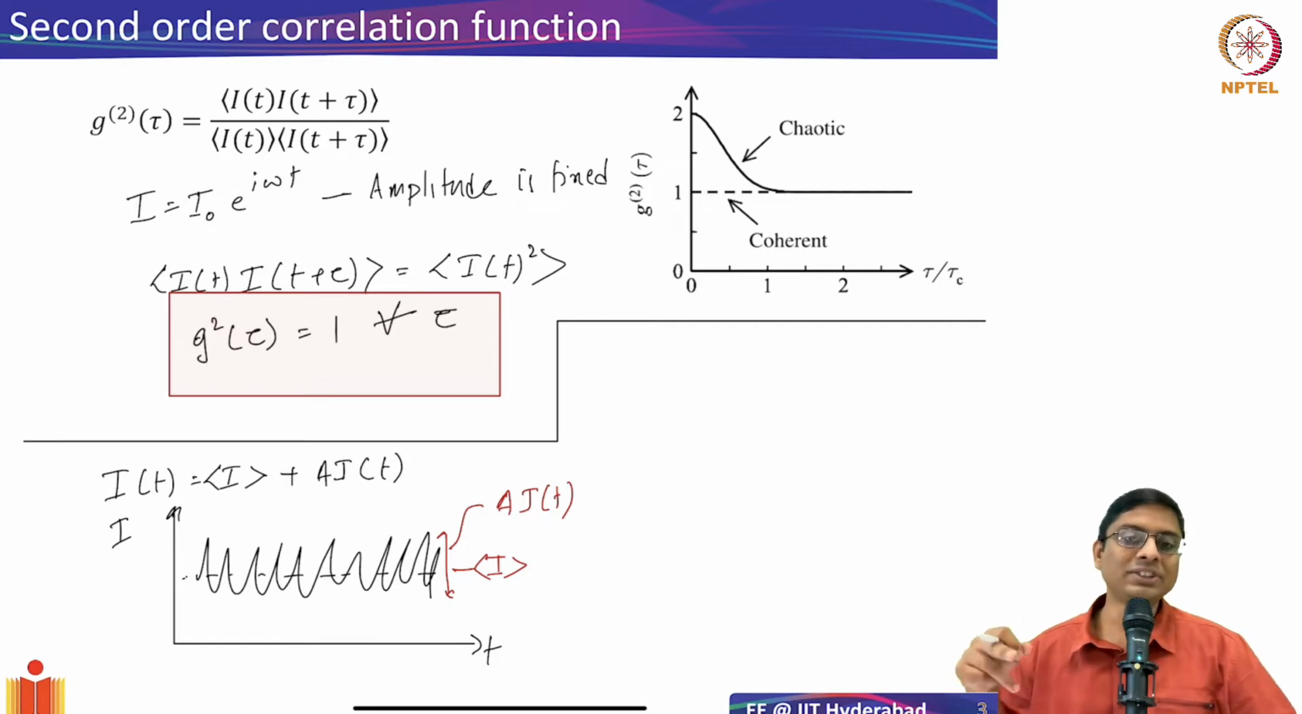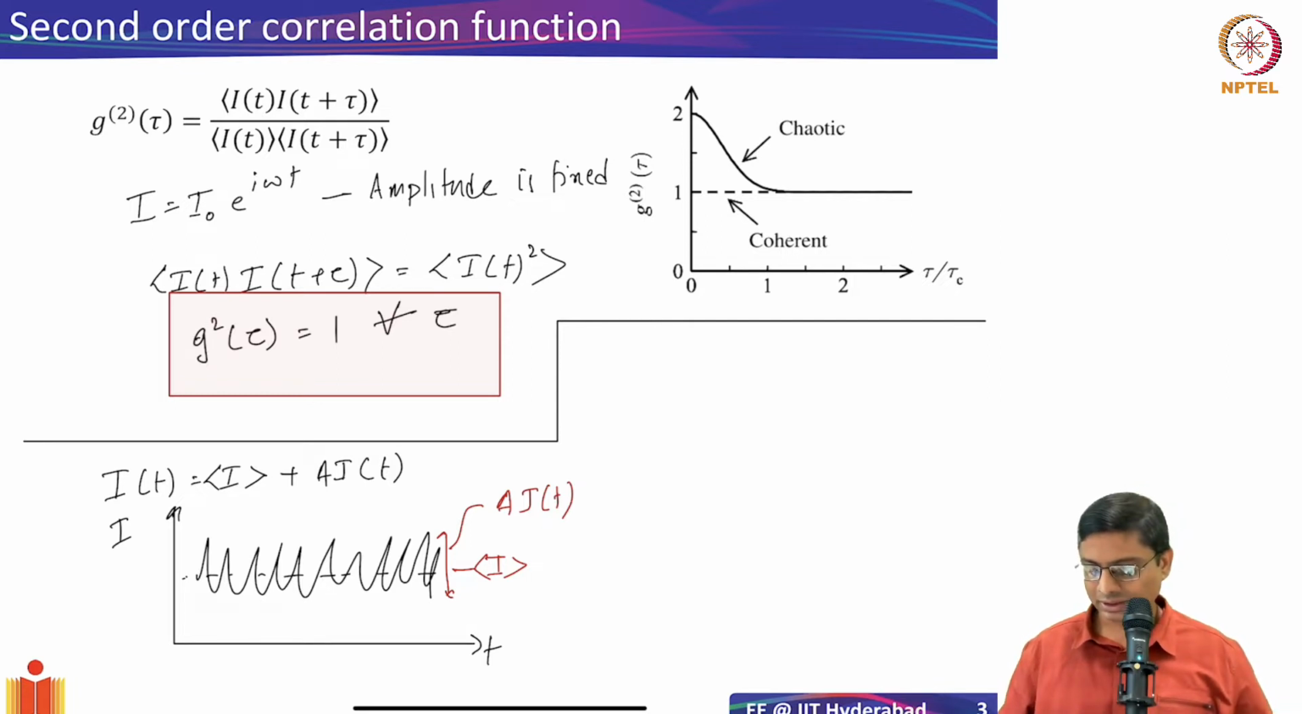If you consider the initial case wherein we had a monochromatic wave, we assumed that this I naught is a constant. So if you were to draw this as a function of time, the amplitude is constant. You take the modulus of it and you will see that it's a constant. A coherent beam will be like this, a flat thing. But in a chaotic beam, random fluctuations are there, which I am representing as the mean value plus delta I of t. Now what will happen to the correlation function in the presence of these fluctuations?